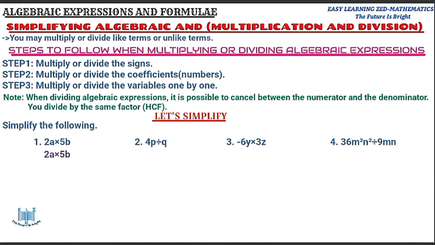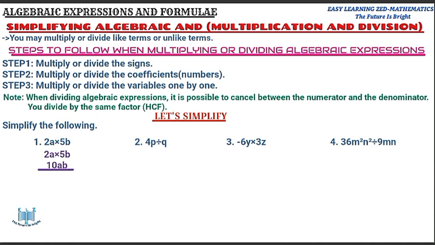So what I'm going to do is follow those steps. You multiply or divide the signs. Since these numbers are positive, positive by positive will give us positive. When we go to step 2, we multiply 2 by 5, which gives us 10, which we write there. Then when we multiply a by b, it gives us ab. That's why I've come up with 10ab. So that is the answer.